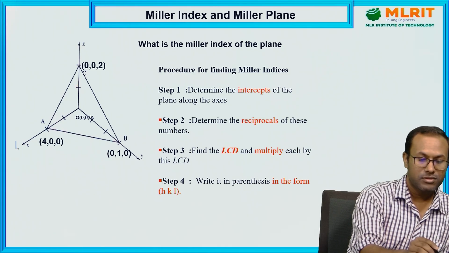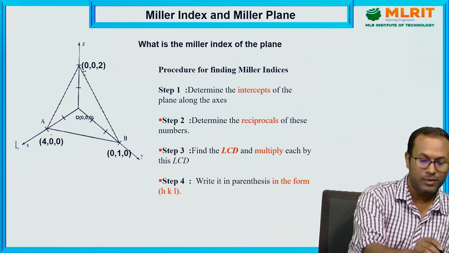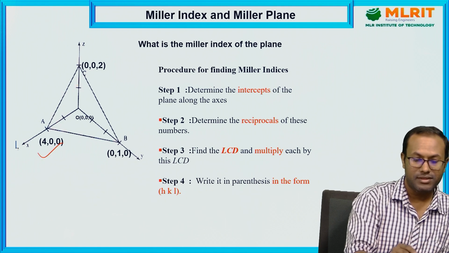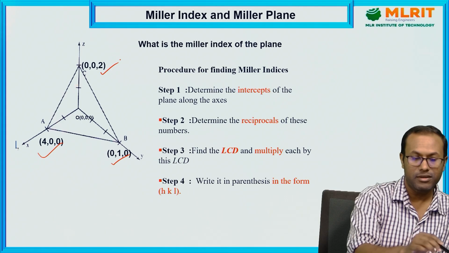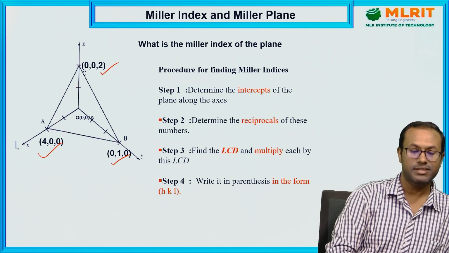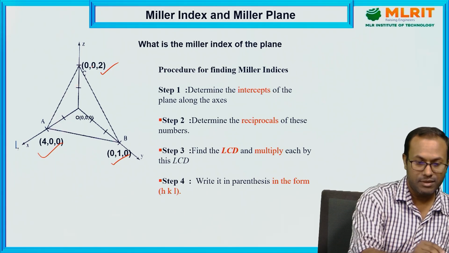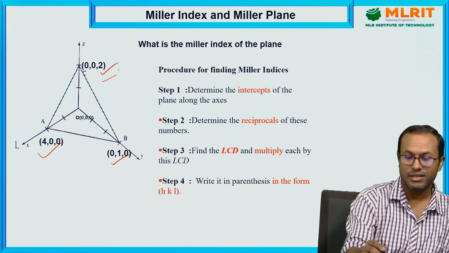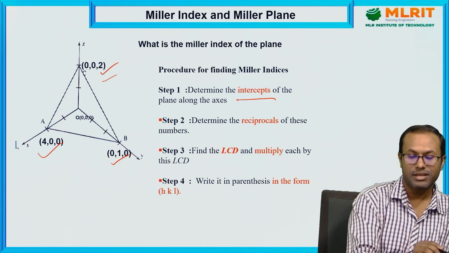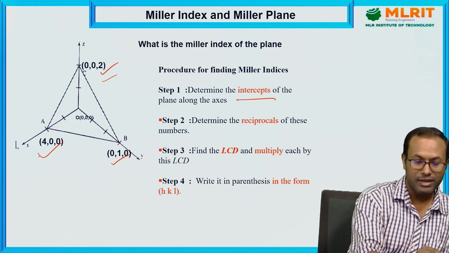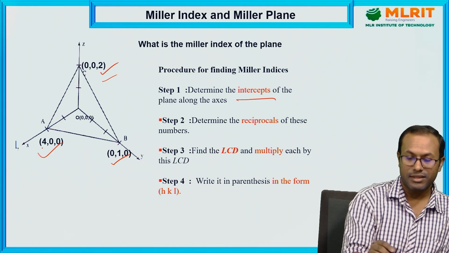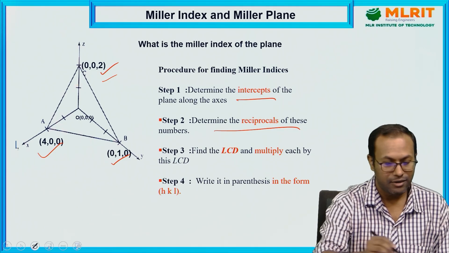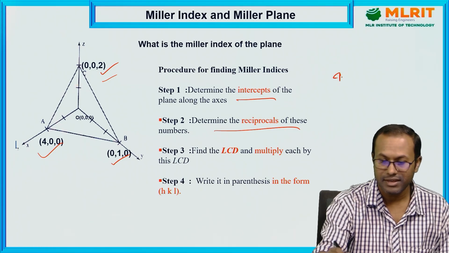Now, this plane intersects along the 3 axes. There is one point, another point, and this one is another point on the crystallographic axes. As discussed earlier, if we know these points, we can easily determine the intercepts. If we get the intercepts, then we can take the reciprocal of these intercepts. In this case, along the x-axis the edge length is a, so we can say the intercept is 4a.